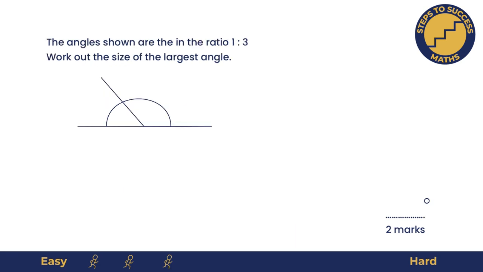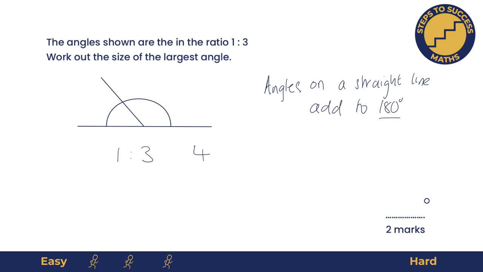The angles shown are in the ratio 1:3. Work out the size of the largest angle. So you might notice straight away that you don't have anything to share. So you have to think, what do you know about the angles on a straight line? Well, the angles on a straight line add up to 180 degrees. So you have 180 to share. So your ratio is 1:3. If you add those up, you get 4, and you've actually got 180.